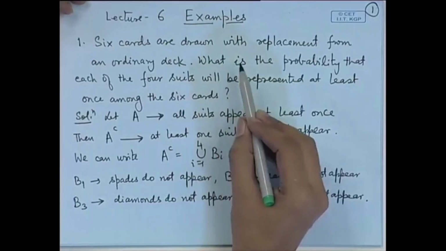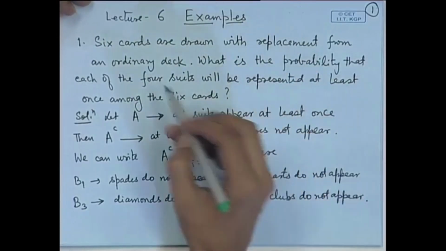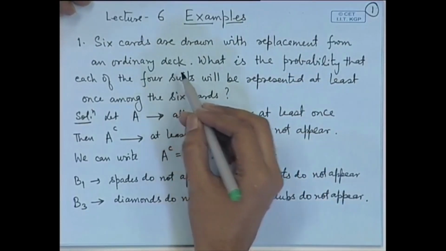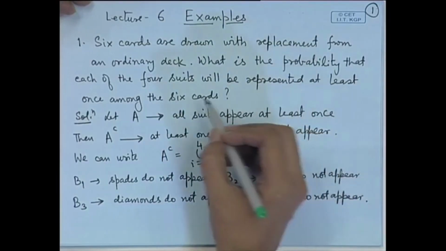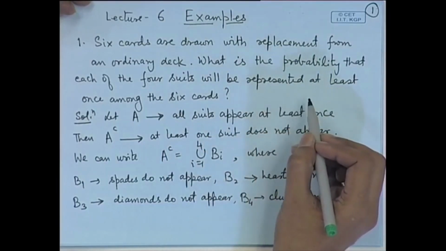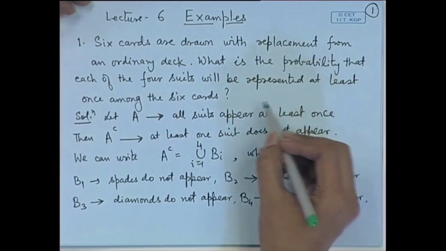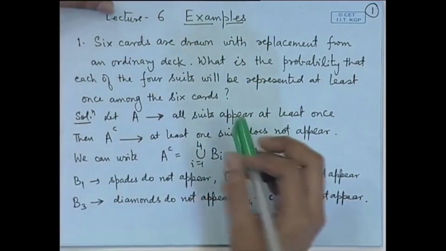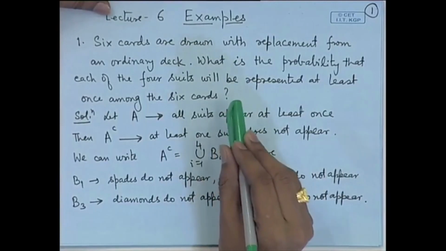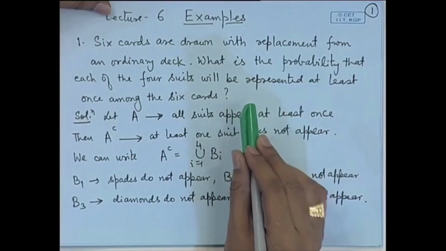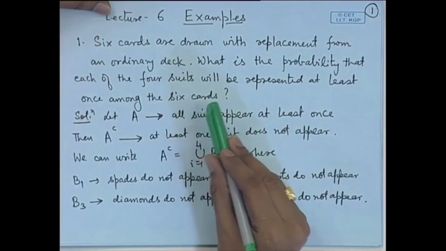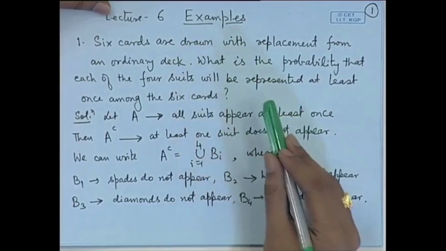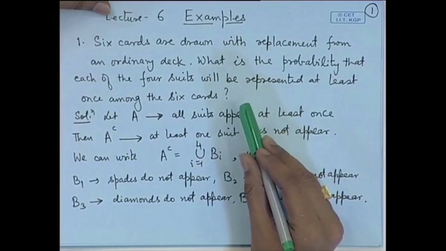So, 6 cards are drawn with replacement from an ordinary deck. What is the probability that each of the 4 suits will be represented at least once among the 6 cards? Here we are assuming that the deck of cards is well shuffled. There are 52 cards and 4 suits: spade, heart, diamond and club.